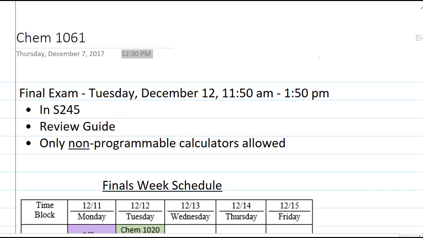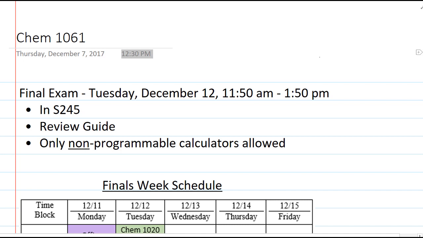Final exam in here is next Tuesday at 11:50. It is S245. There's the review guide down in the library. We talked about checking that out if you want to take a look at it. It is a full year review guide. So when you do look at it, just keep in mind that we are looking for 1 semester only, whatever we cover here in the first half. Only non-programmable calculators are allowed.